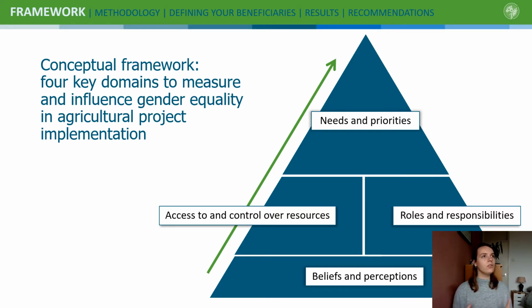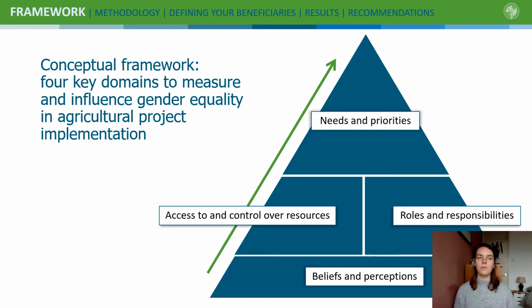When looking in gender literature regarding gender mainstreaming, there are a few key domains that are mostly addressed. And I brought these back to 4 key domains to measure and influence gender equality in an agricultural project implementation. These are illustrated here in this pyramid, with at the bottom the beliefs and perceptions, and then the other 3 domains layered on top.